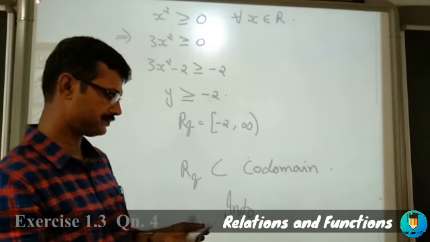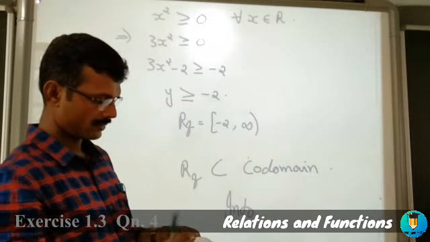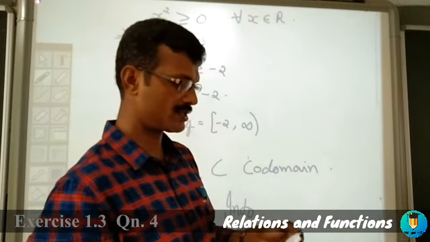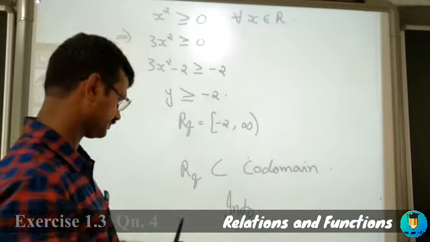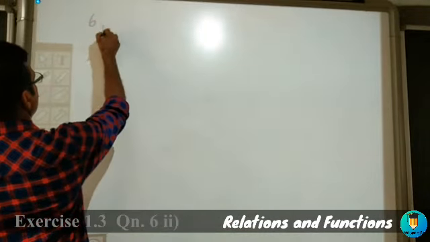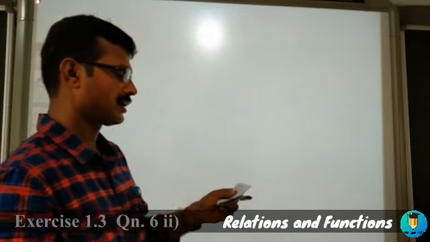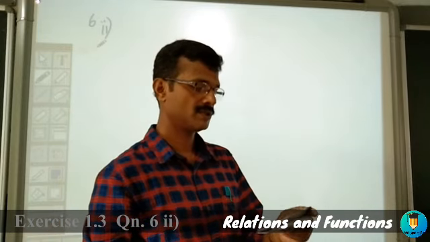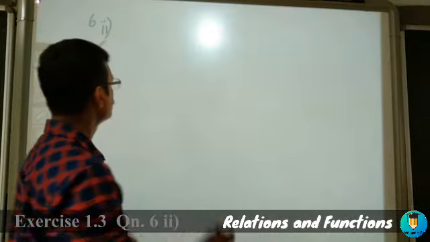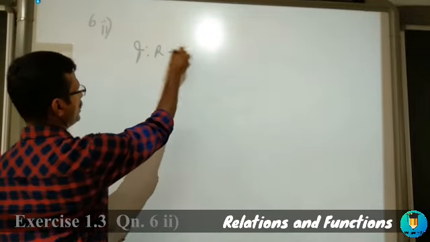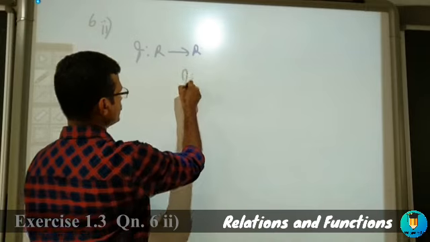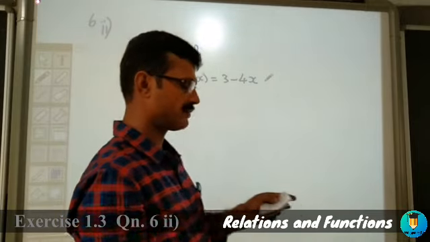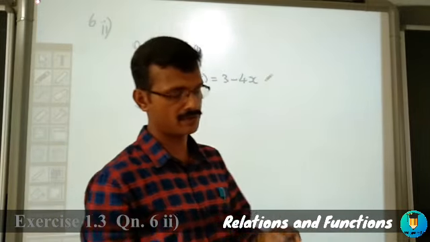Now another question. Question number 6, second part. Here we have to state whether the function is bijective or not. Justify your answer. The function f is from R to R, defined as f(x) = 3 minus 4x. We have to state whether the function is bijective or not.